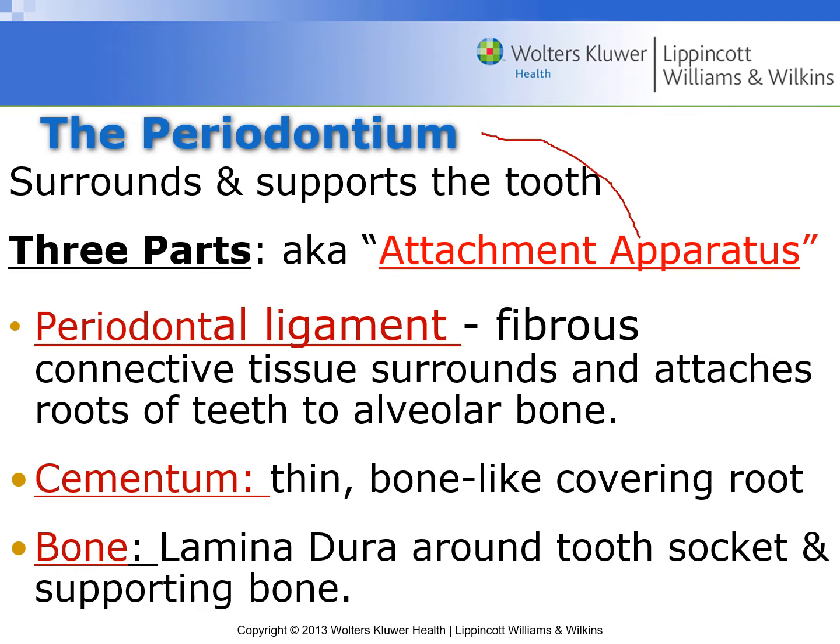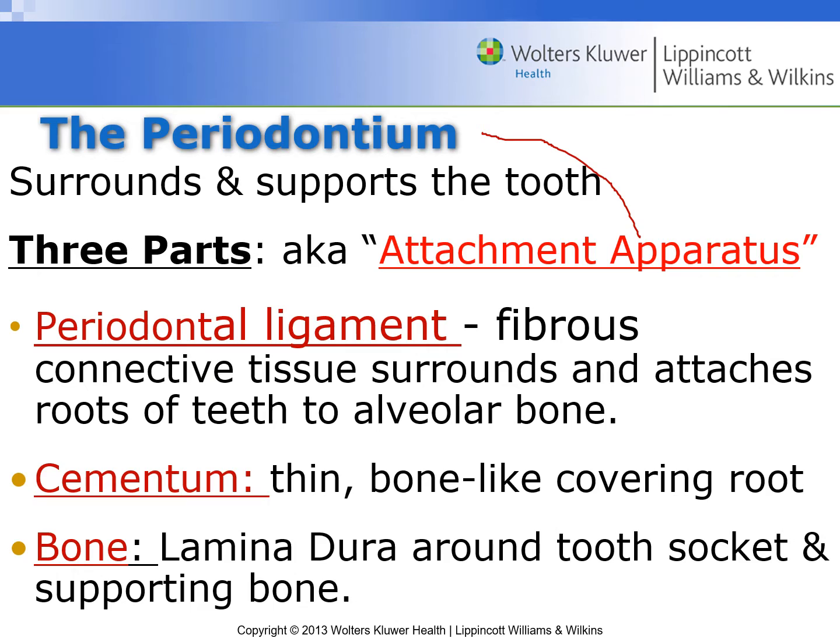The periodontal ligament is fibrous connective tissue that surrounds and attaches the roots of the teeth to the alveolar bone. And the cementum is that thin bone-like covering of the root, and it's completely insensitive. It doesn't have any nerves in it. So it's really easy to remove. It's thin. We want to try not to remove it when we're scaling because it protects the root and the dentin.